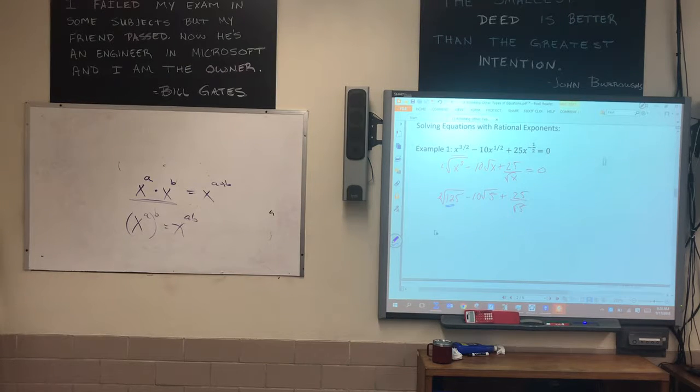Is this 25 times 5? So can I rewrite that as 5 root 5? Is that what that simplifies to? Minus 10 root 5. Now can I rationalize this one? Okay, so if I go 25 over root 5, rationalize it, gives me 25 root 5 over 5, right? What's going to happen with that 25 and that 5? They cancel, right? Give me 5 root 5.